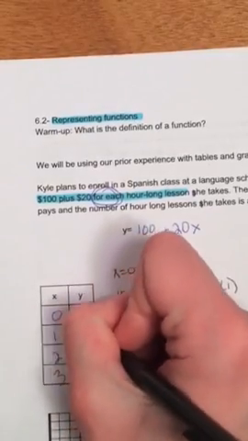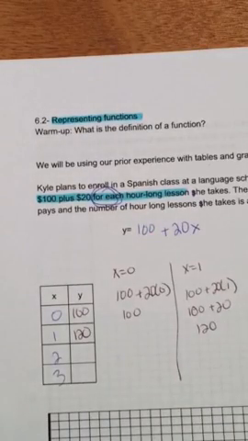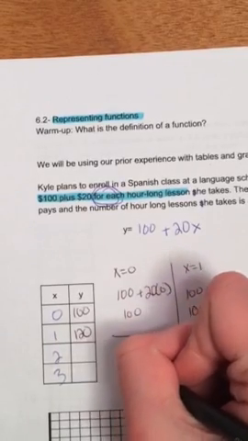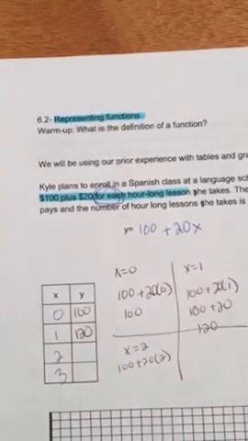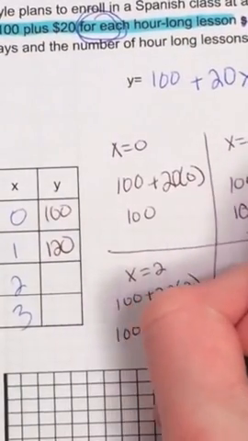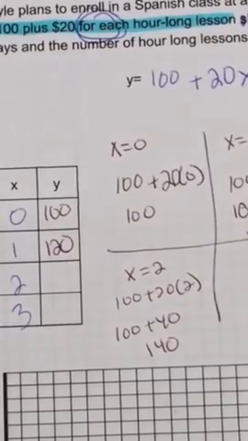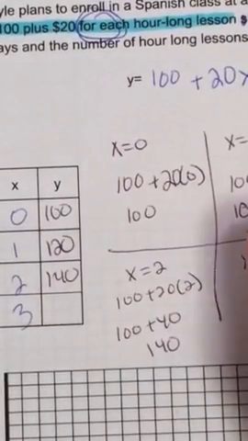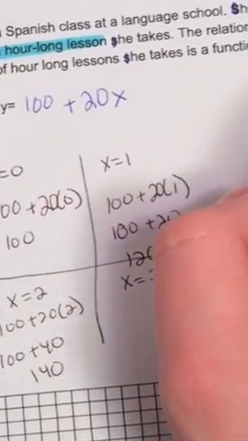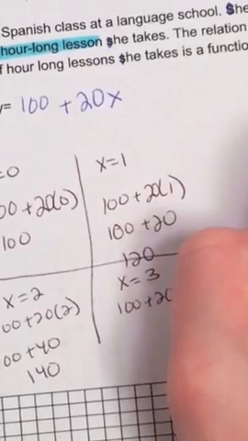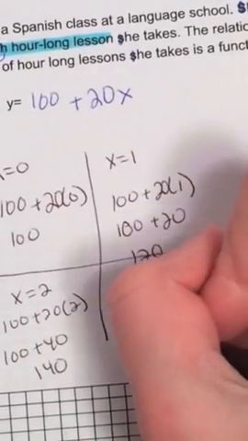So I'm going to put it in my cute little table here. Oops. If I do x equals 2, I get 100 plus 20 times 2. 20 times 2 is 40. So I get 140. And then my final one, x equals 3. So I get 100 plus 20 times 3. 20 times 3 is 60.